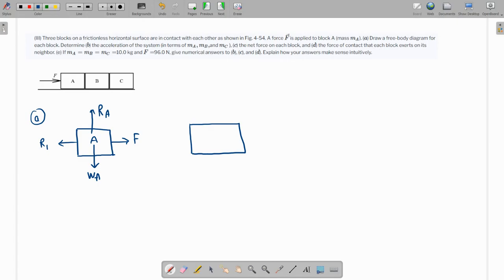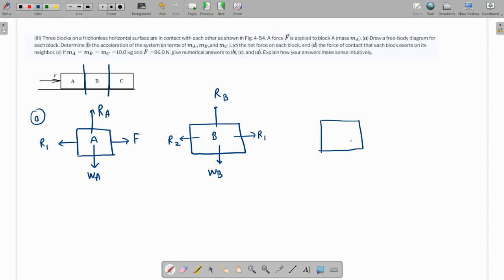Likewise, if we draw for block B, we definitely have a weight of B, and the upward reaction force is going to be the same for all, but let's draw it and write it as FB. B has two contact surfaces. A will exert a reaction force on B, which is R1 over here, and C will exert on B, which is R2, let's say over here.